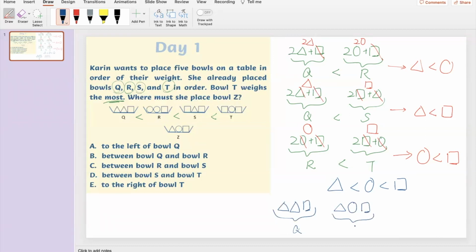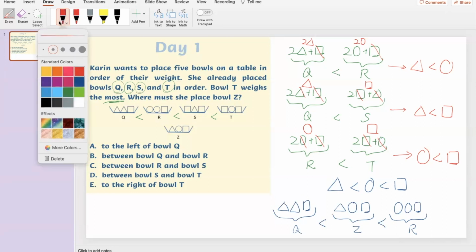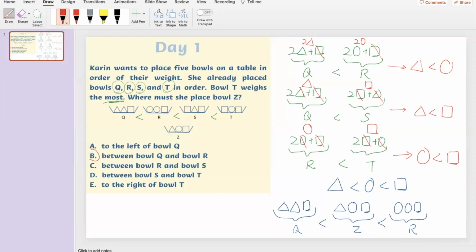So which is here. I'm gonna put circle, circle, triangle, which is our R. So we know that Q is smaller than Z, Z is smaller than R. So our answer should be B, between ball Q and ball R.